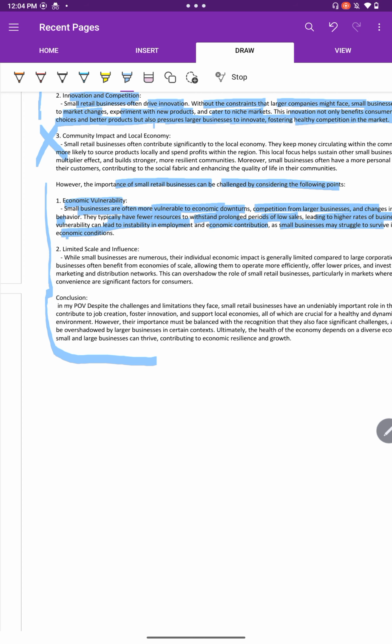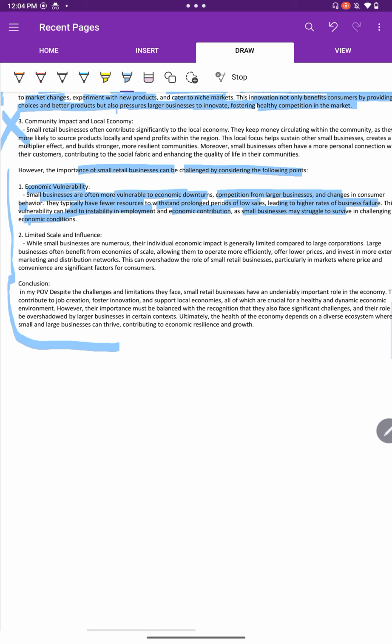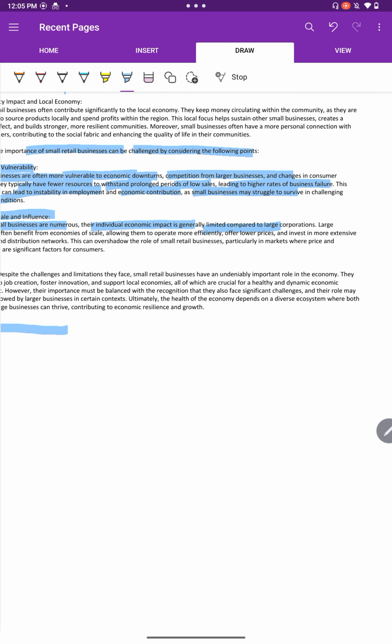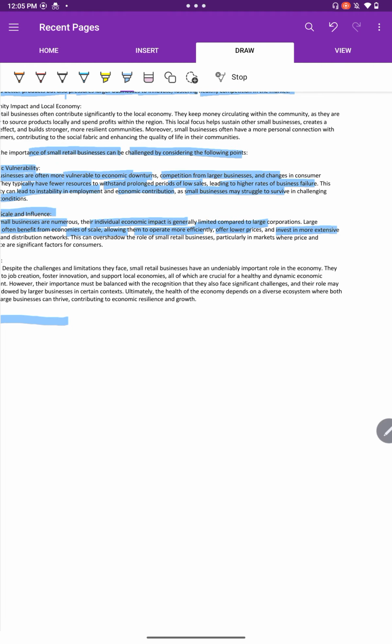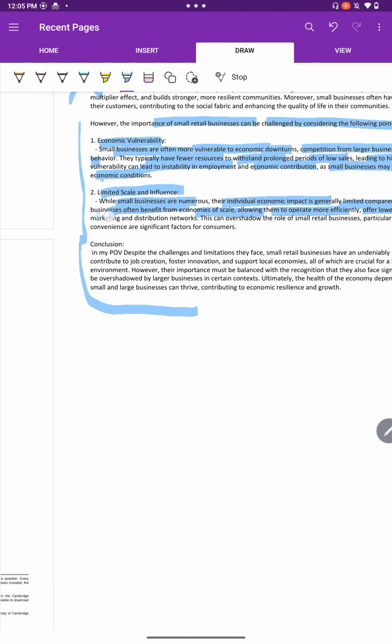The second disadvantage, or maybe not so important, would be limited scale and influence. While small businesses are numerous, their individual economic impact is generally limited compared to large corporations. Large businesses often benefit from economies of scale, allowing them to operate more efficiently, offer lower prices, and invest in more extensive marketing and distribution networks.